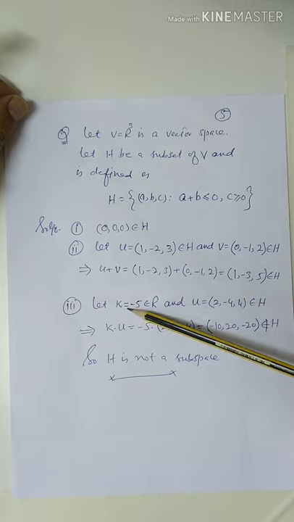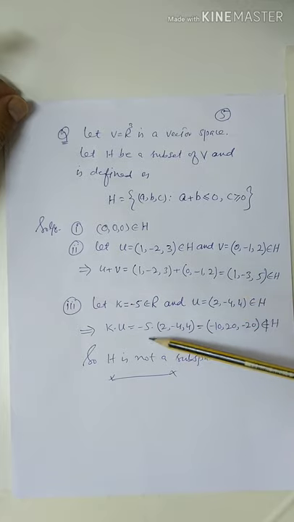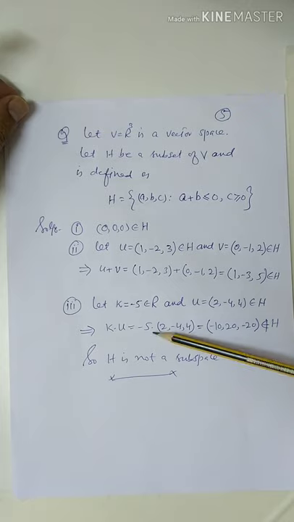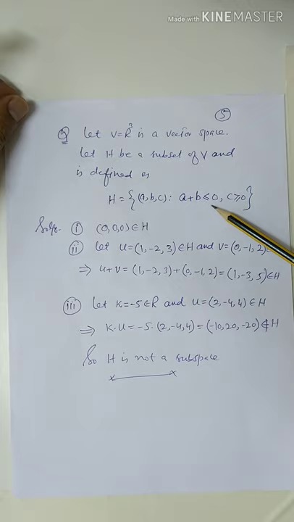Now, if I multiply k with u, so minus 5 multiplied by (2, minus 4, 4). So minus 5 multiplied by 2 is minus 10. Minus 5 multiplied by minus 4 will be 20. And minus 5 multiplied by 4 is minus 20. So again, you will check whether this condition is satisfied here or not.